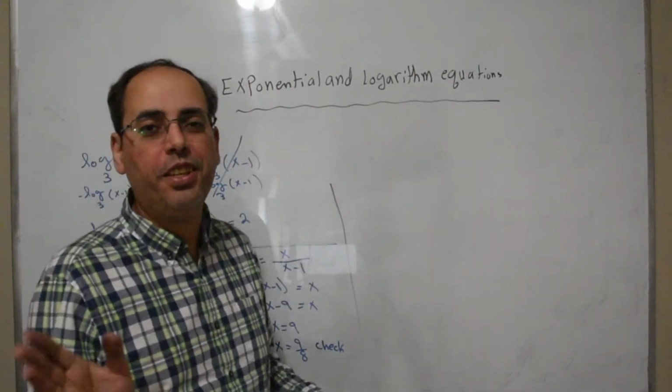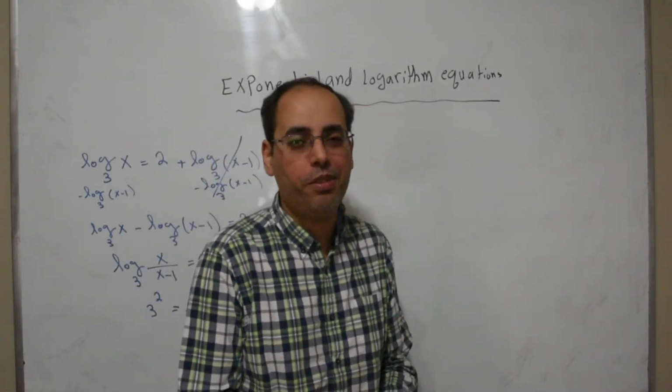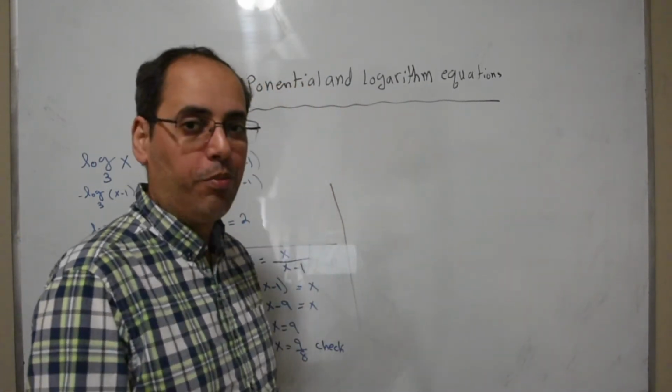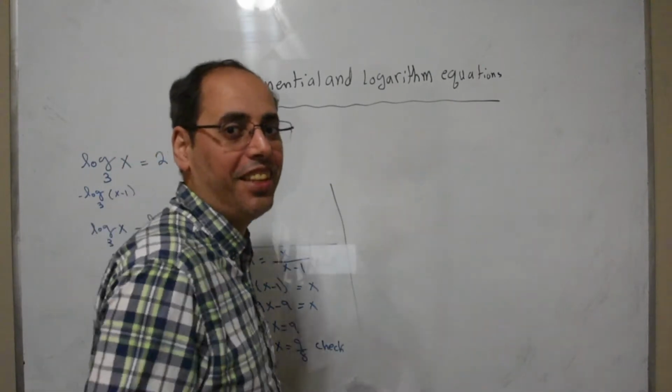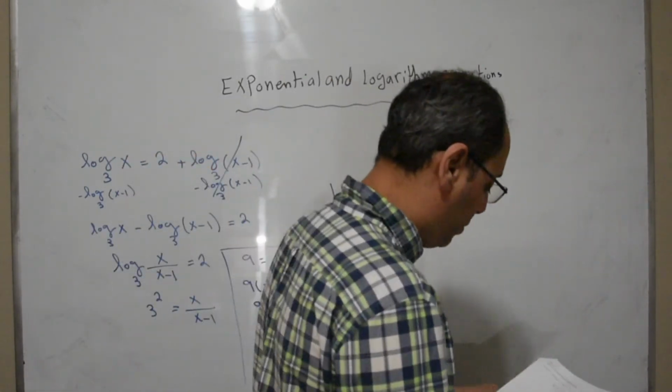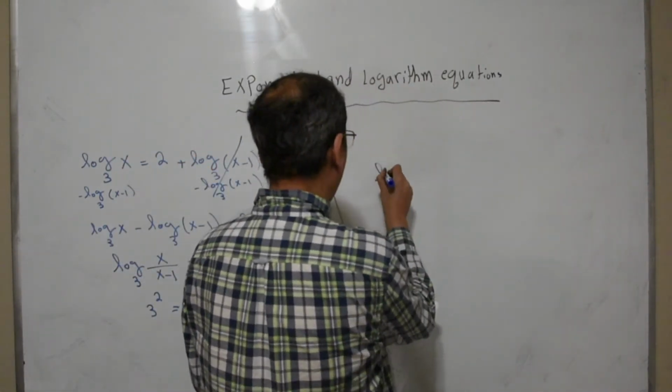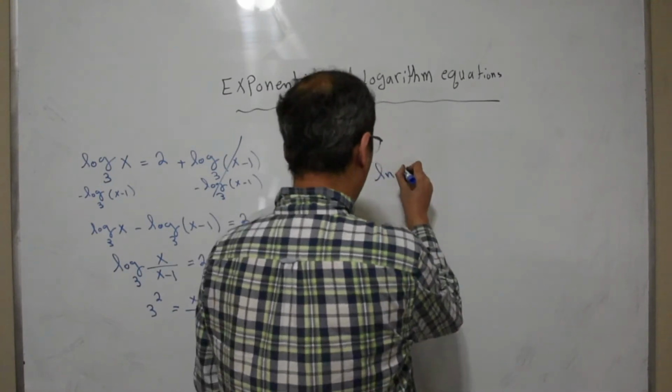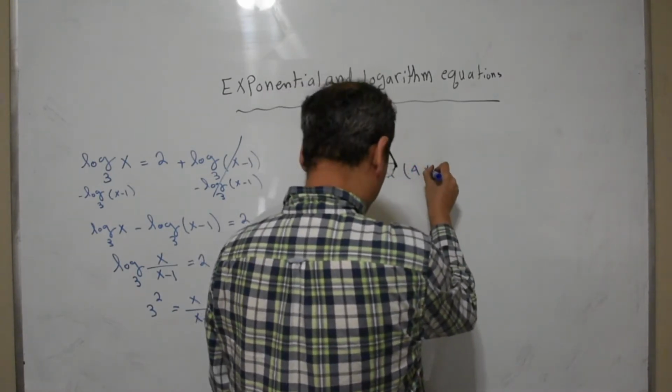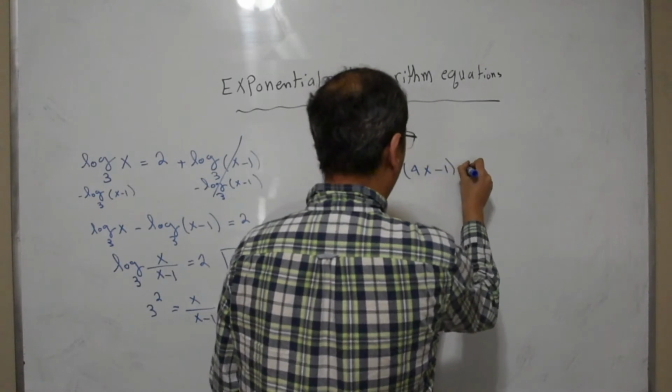Actually, I didn't count the examples, so whatever I have. One more example does not mean that's the last one. Okay, so let's get this one: the natural log of 4x minus 1 equals 5.